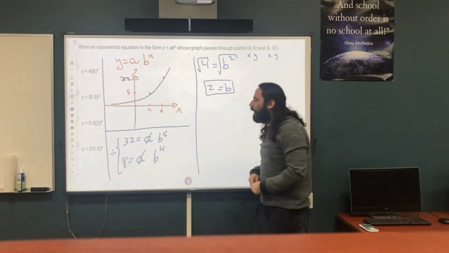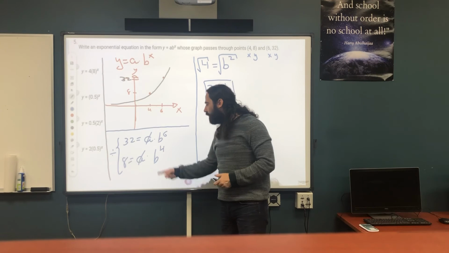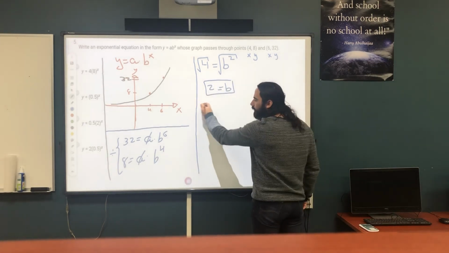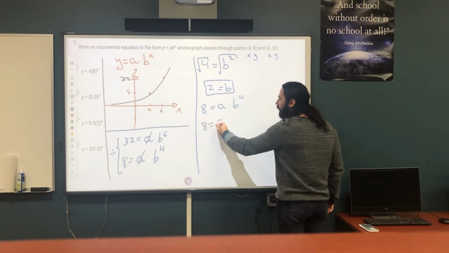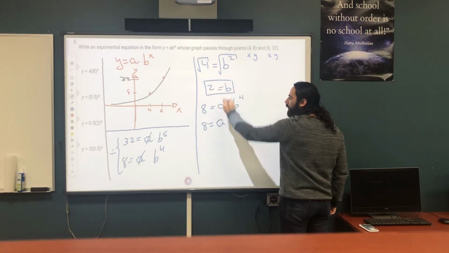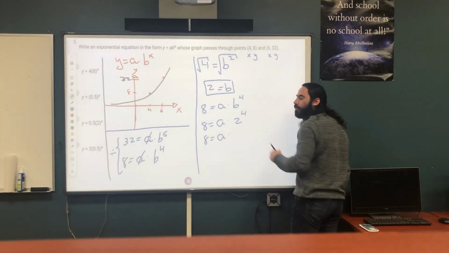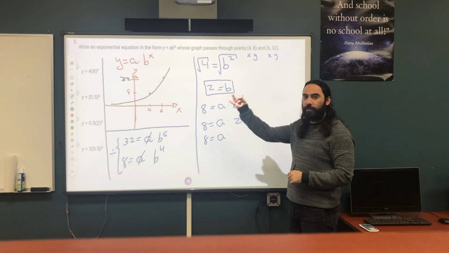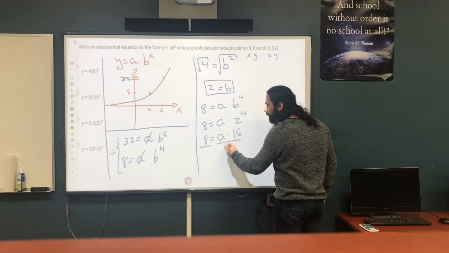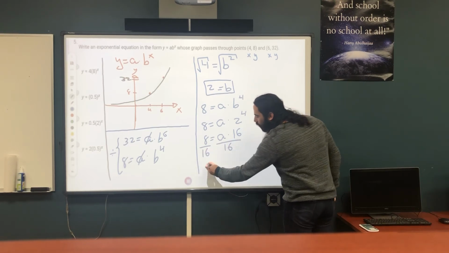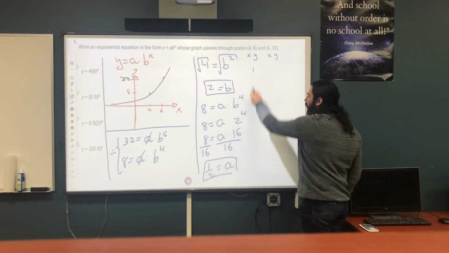Now we need to find the value of a. To find the value of a, we use one of these two equations. Let's use the second one. 8 equals a times b to the power of 4. How much is b? It's 2. So 8 equals a times 2 to the power of 4, which is 2 times 2 is 4, times 2 is 8, times 2 is 16. Now we divide both sides by 16, so a equals 1/2. And that is the answer.